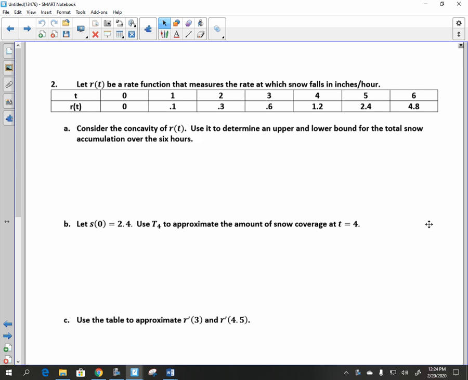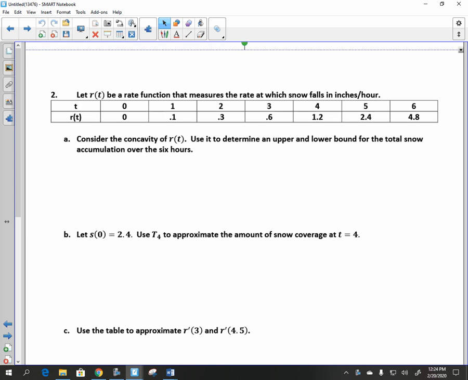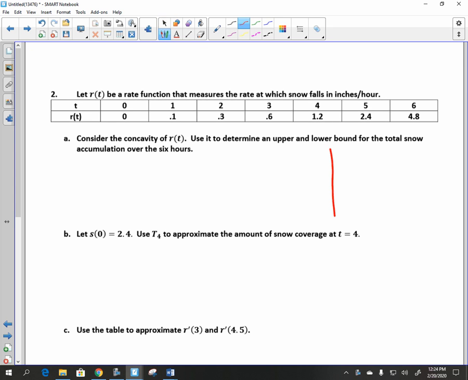And in fact, if you were to graph this, I'm not going to do a real accurate graph. But would everybody agree that that's kind of the graph? Okay, so notice what it says. It says consider the concavity of R(t). Is this concave up or concave down? It's concave up, and that's going to affect our estimate. It says use it to determine an upper and lower bound for the total accumulation over the 6 hours.